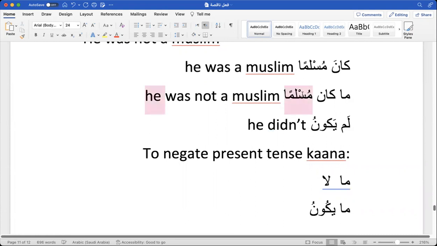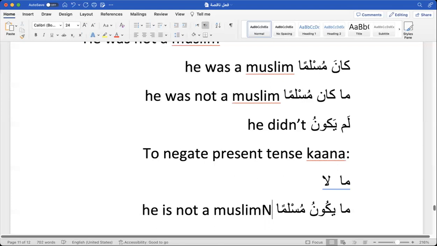Okay, ma yakunu Musliman. He is not a Muslim. We say he is not a Muslim. But the difference here is I'll say no. I'll correct, so basically I'll say no, he is not a Muslim. I'll correct and then negate.